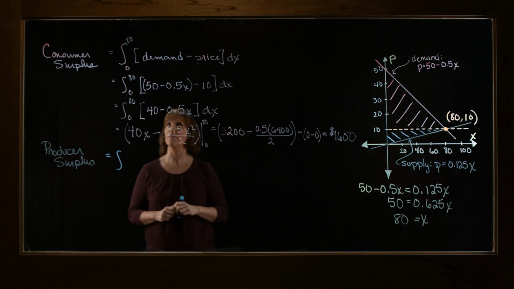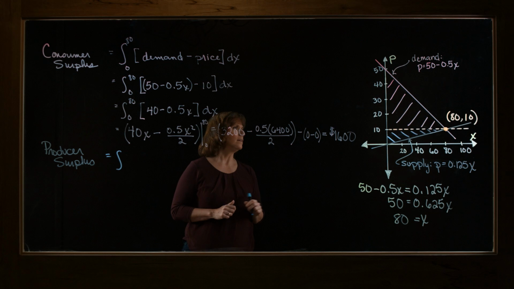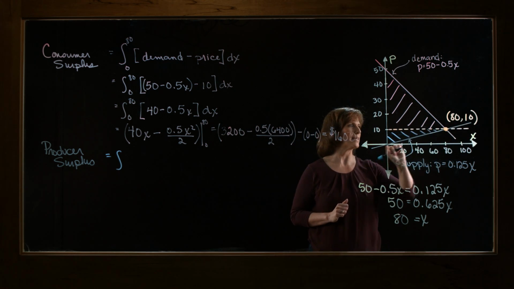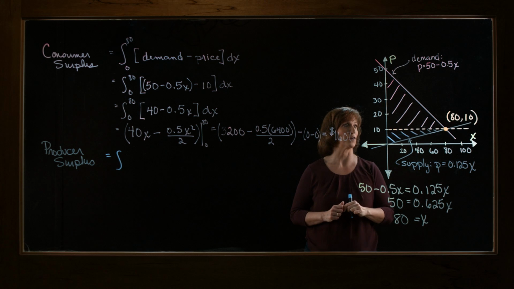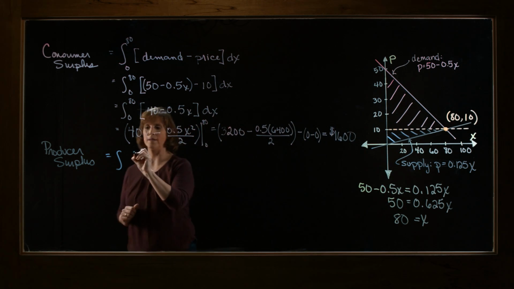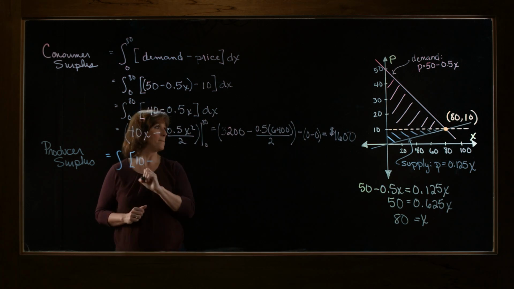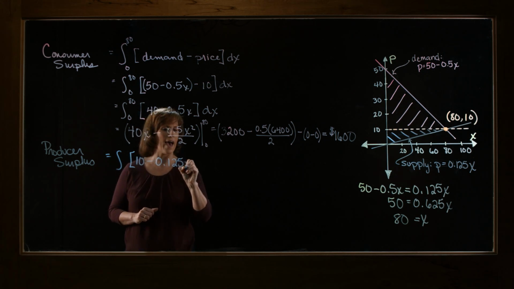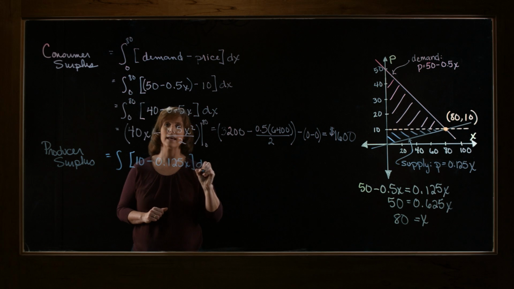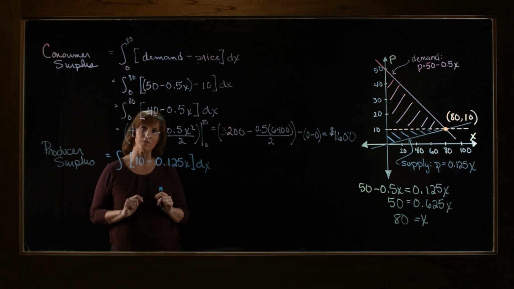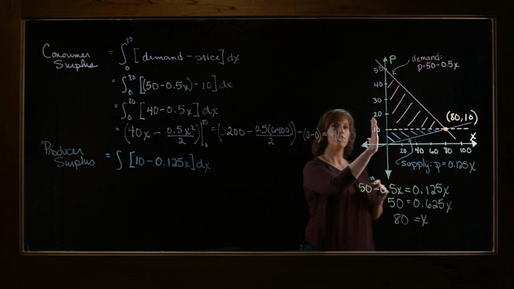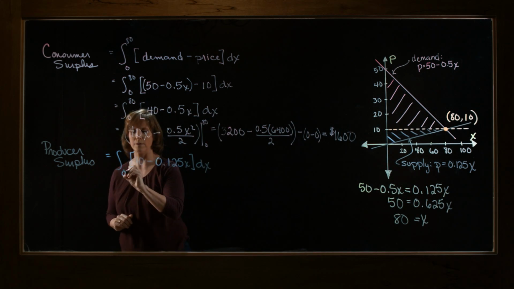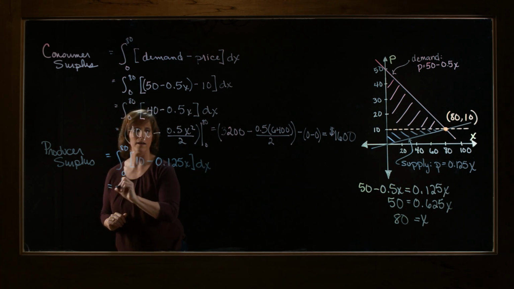But this time, what does our definite integral look like? Well, we're going to have our top function, which is the horizontal line, minus our bottom function, which is the supply curve. So this time, we're going to have 10 minus the supply curve, which is 0.125x dx. And again, don't forget we need our limits of integration. We're going from 0 to 80.